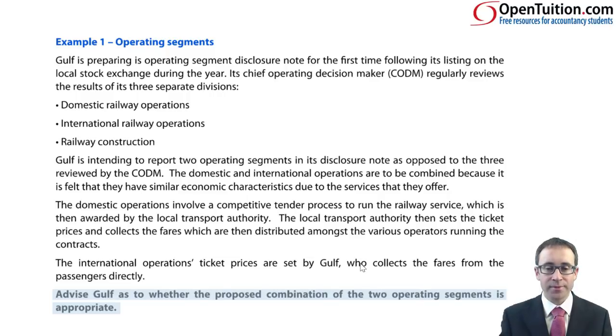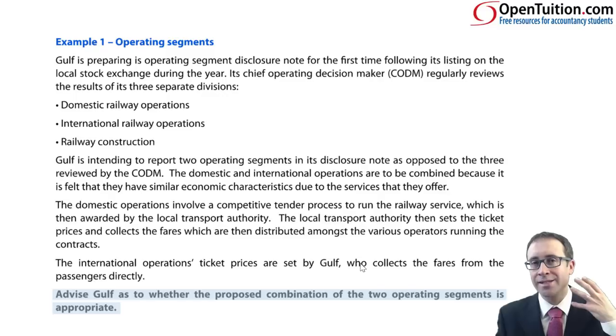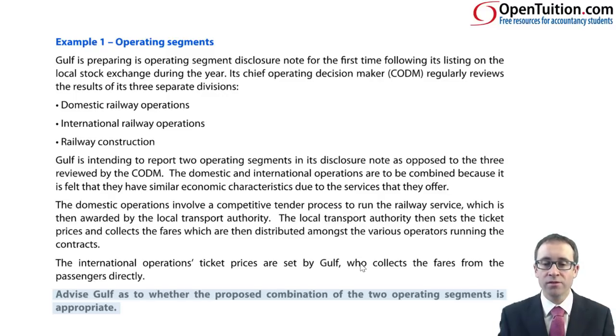It says Gulf is preparing its operating segment disclosure note for the first time following its listing on the local stock exchange during the year. As it's now listed, it has to follow the rules of IFRS 8. Its chief operating decision maker regularly reviews the results of its three separate divisions. You can see there you've got domestic and international railway operations and railway construction. The CODM reviews those results separately, so they are operating segments.